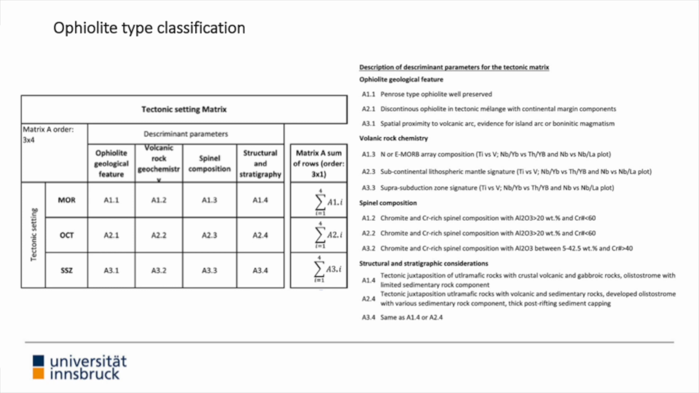So to characterize the ophiolite, we do a similar approach as for the mineralization. We make this kind of matrix where we use every criteria and we characterize if it's MOR type, an OCT type, or suprasubduction type. And that at the end gives us confidence in the classification of the ophiolite we're dealing with.